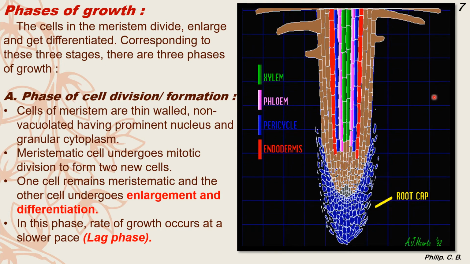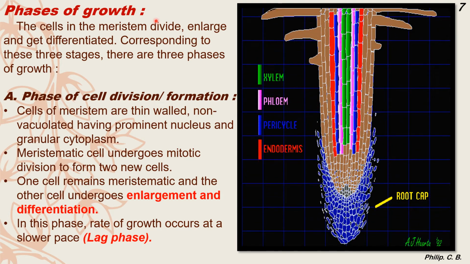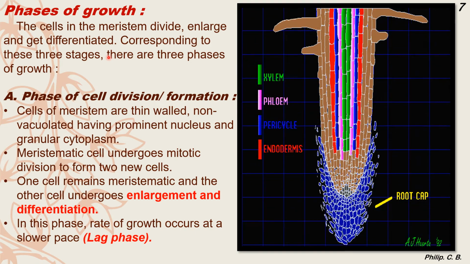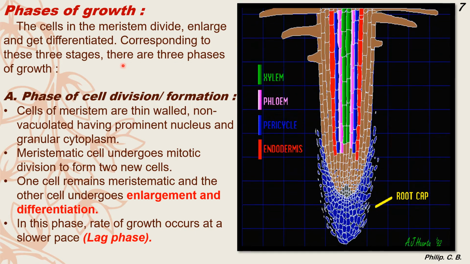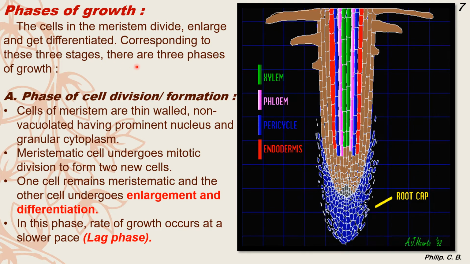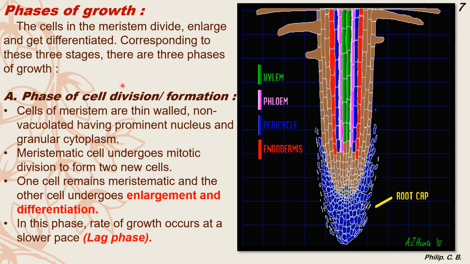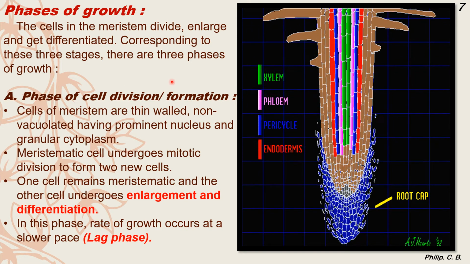Moving further, phases of growth. Cells in the meristem divide, enlarge and get differentiated. Corresponding to these three stages, there are three phases of growth. That is, first, the phase of cell division or formation.